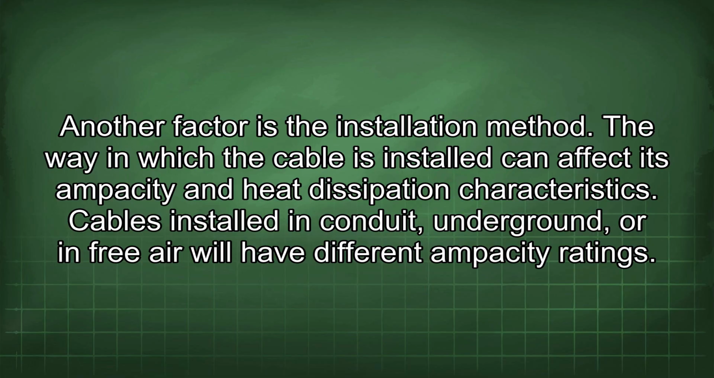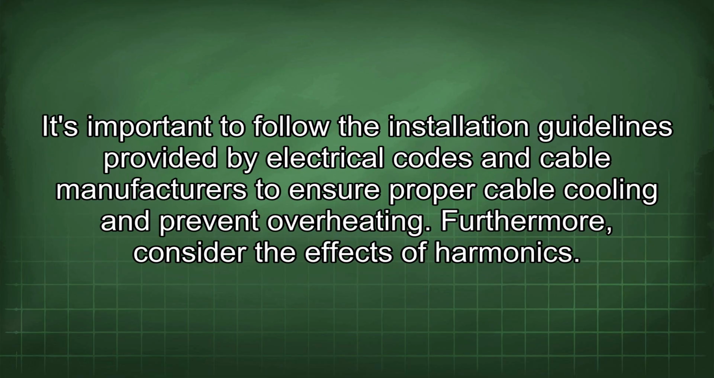Another factor is the installation method. The way in which the cable is installed can affect its ampacity and heat dissipation characteristics. Cables installed in conduit, underground, or in free air will have different ampacity ratings. It's important to follow the installation guidelines provided by electrical codes and cable manufacturers to ensure proper cable cooling and prevent overheating. Furthermore, consider the effects of harmonics.